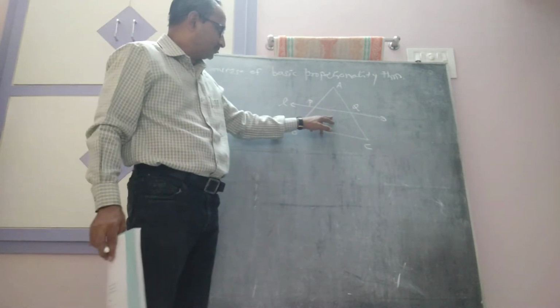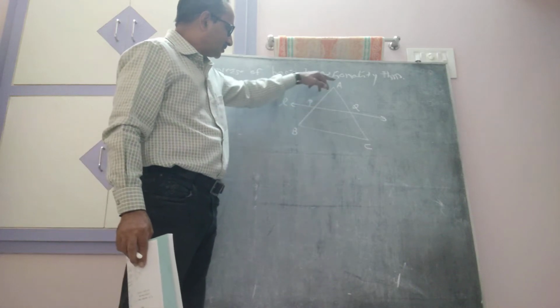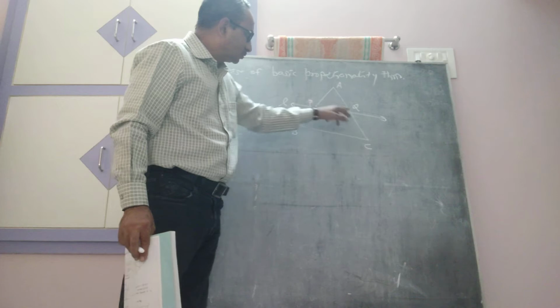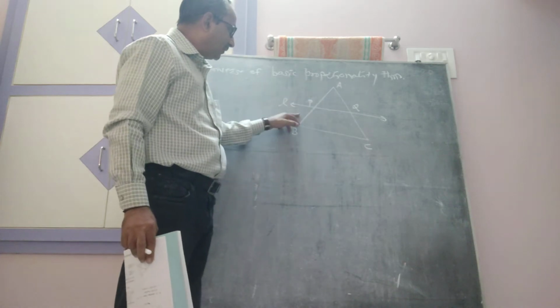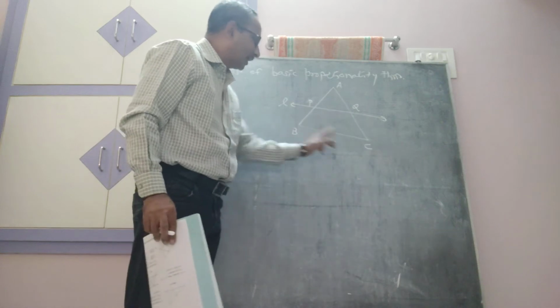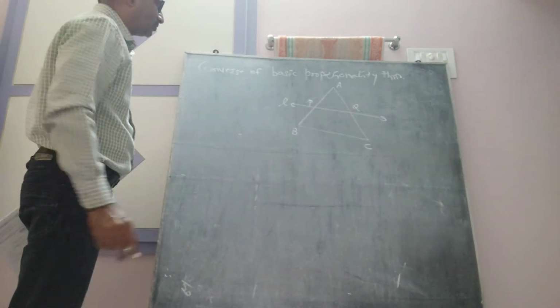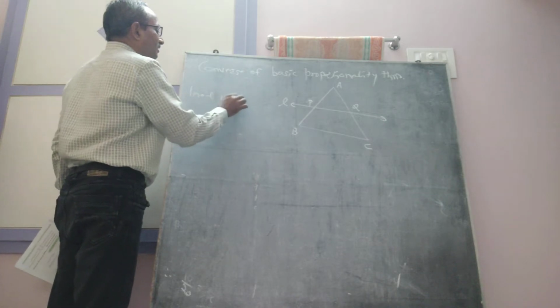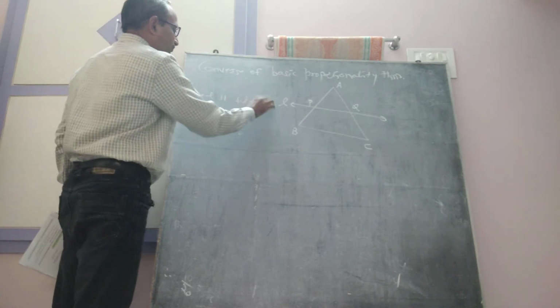Now, converse of basic proportionality theorem. If a line intersects the two sides in two distinct points and divides them in the same proportion, then that line is parallel to line BC. It means we have to show line L is parallel to side BC.